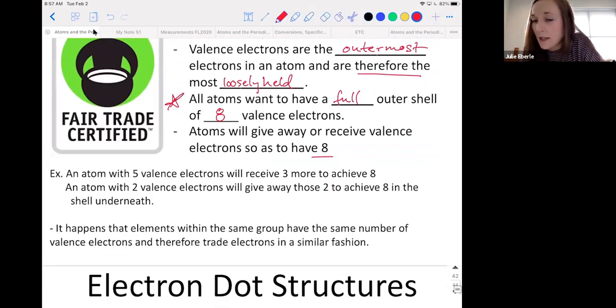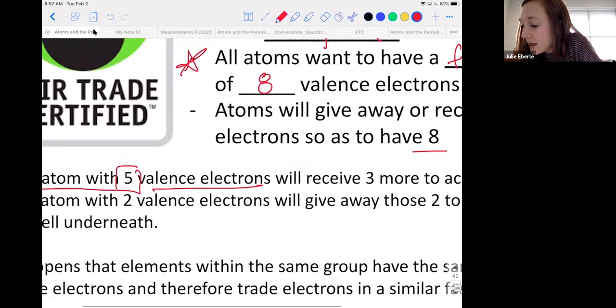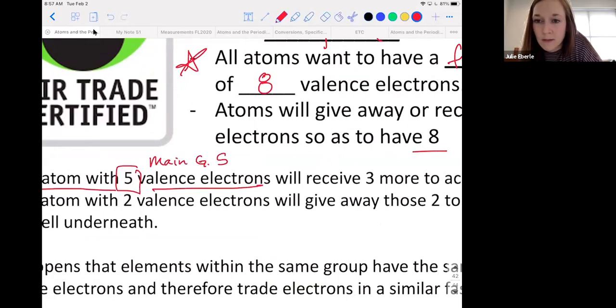So for example, another example, an atom with 5 valence electrons. This is going to be any element in main group 5. Can somebody tell me right now one element in main group 5? What element could we be talking about? Someone name any element in main group 5.